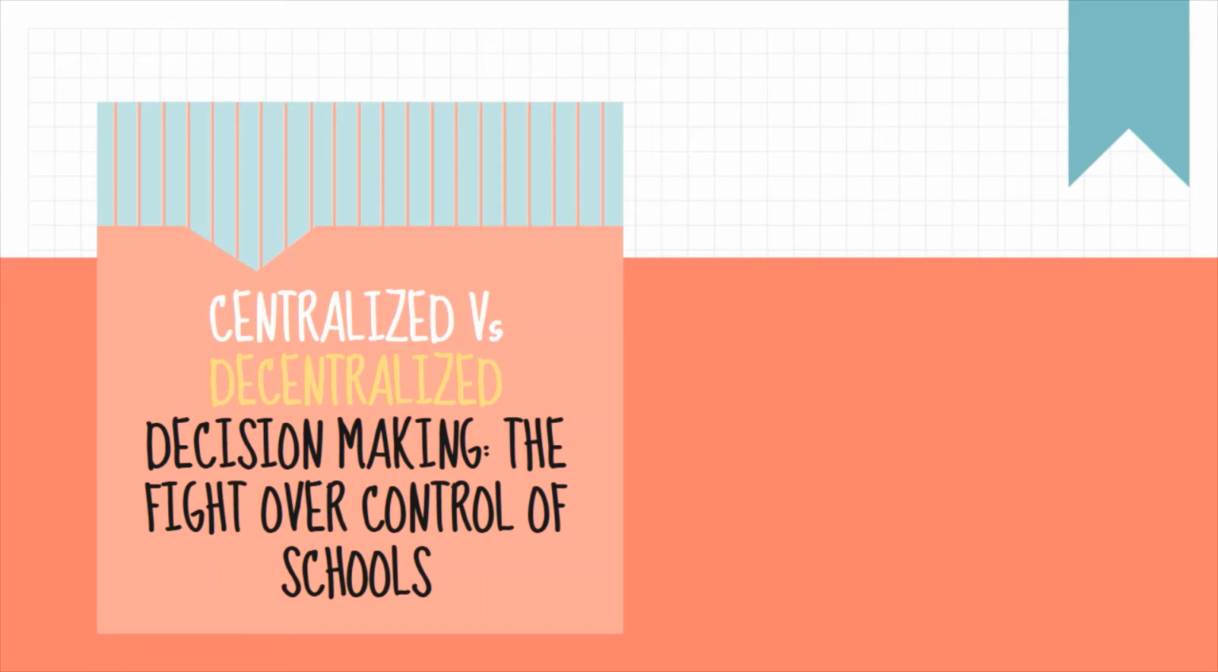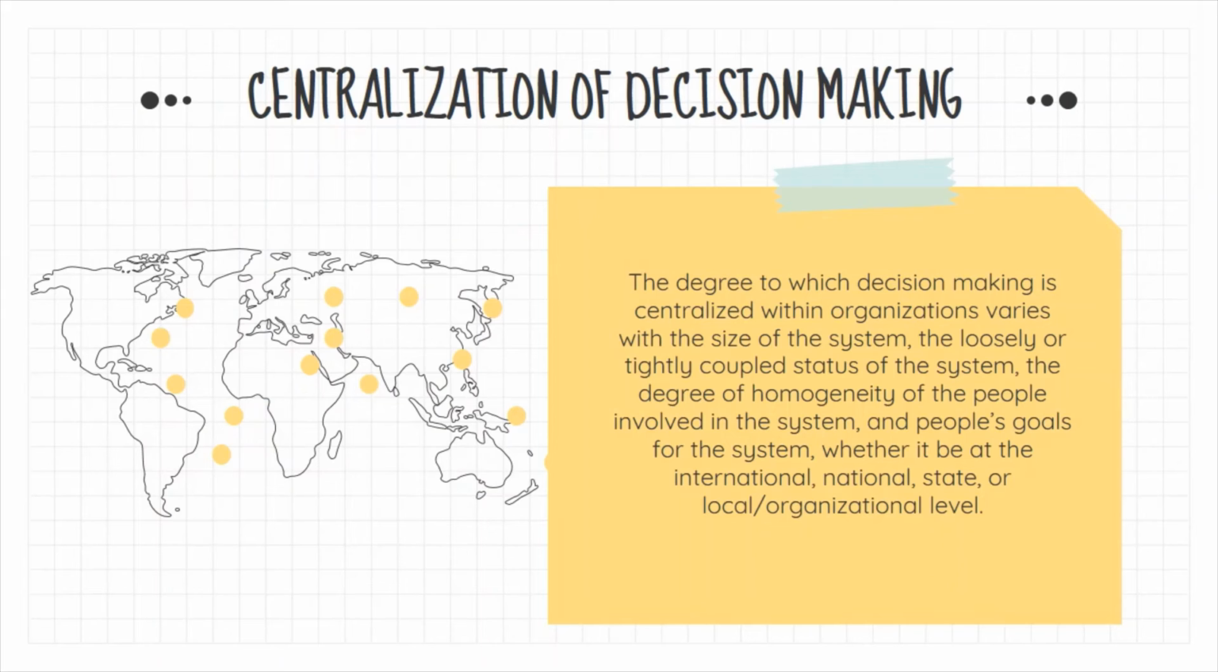Decentralized. Centralization of decision making. The degree to which decision making is centralized within an organization varies with the size of the system, the loosely or tightly coupled status of the system, the degree of homogeneity of the people involved in the system, and people's goals for the system, whether it be at the international, national, state, local, or organizational level. Powerful countries and international organizations influence policies and programs of less developed countries.